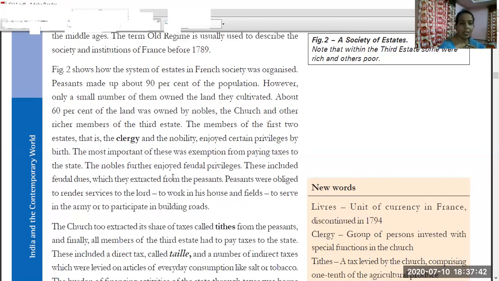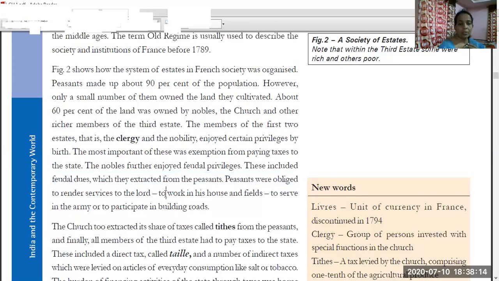The nobles further enjoyed feudal privileges. What feudal privileges were there? This includes feudal dues. The people had to pay feudal dues to the nobles, which they extracted from the peasants. Peasants were obliged to render services to the lord. Not only were taxes paid by the people, these people were also rendering services to the lord.